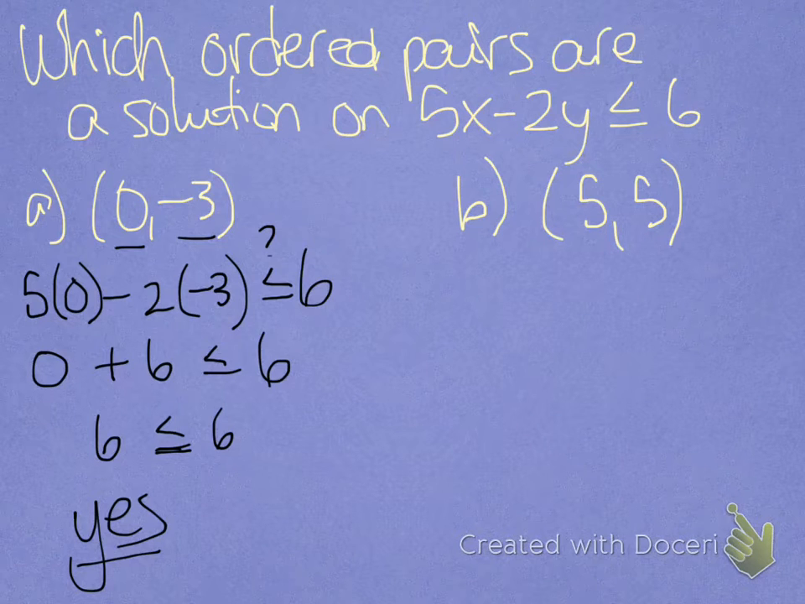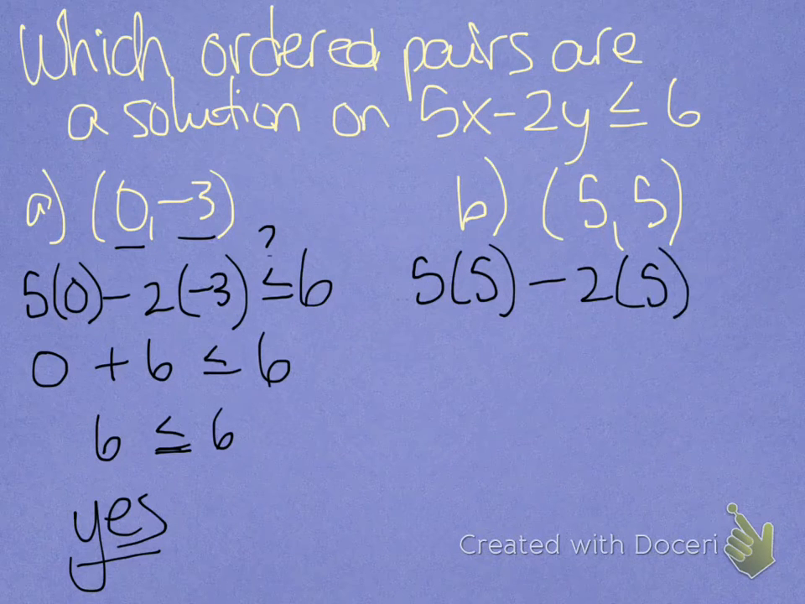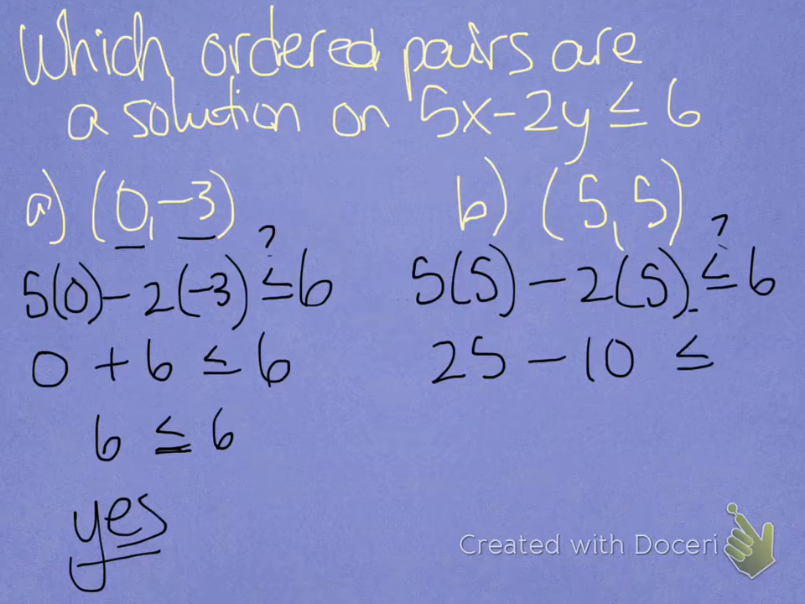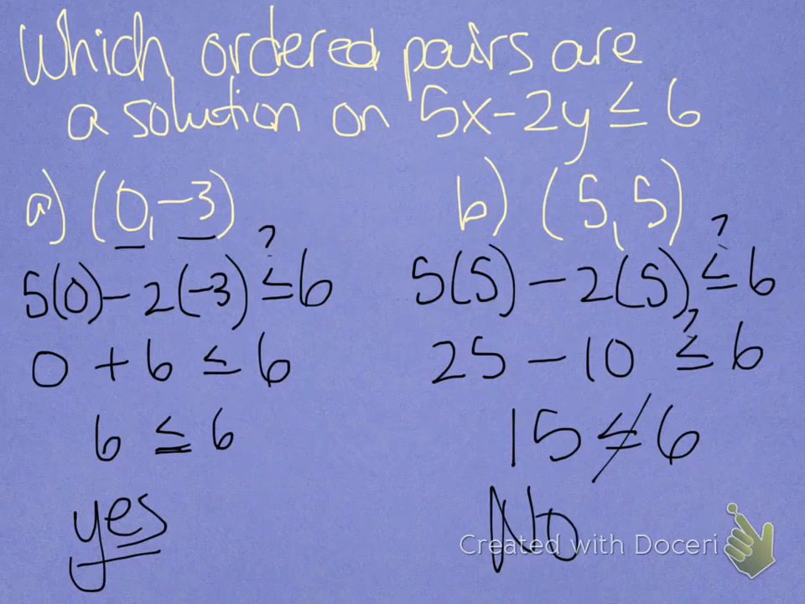The second solution, the same idea. We're going to plug the 5 in for the x and the 5 in for the y, and we need to determine if this is less than or equal to 6. So we've got 25 minus 10. 15 is not less than or equal to 6, so this is not a solution.